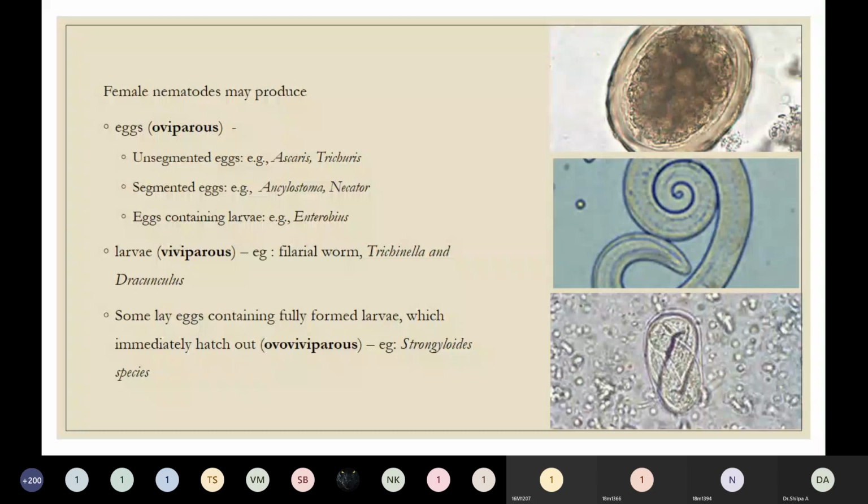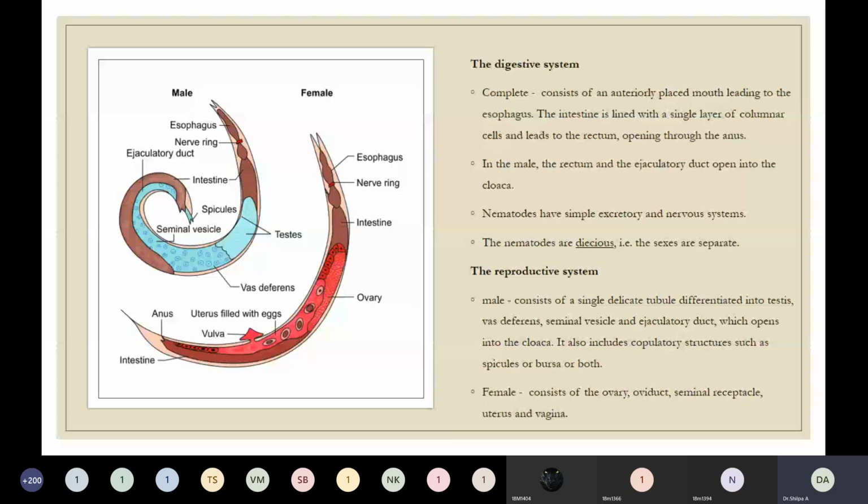Are you clear till this slide? One person, Gambhir, you can answer my question. Only you can unmute and answer. Is it fine if I start from this slide or you want me to start from the beginning? From the previous slide, ma'am. So this digestive system and reproductive system over, no? You want me to explain this? Yes, ma'am. Okay.